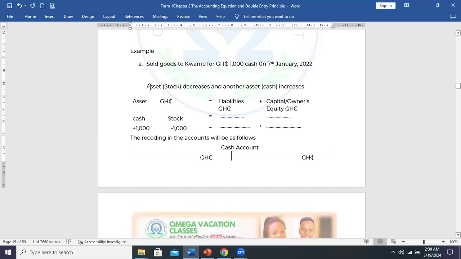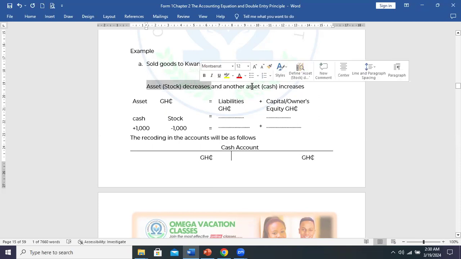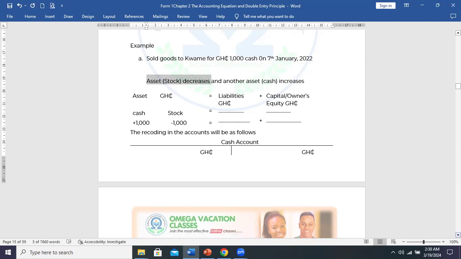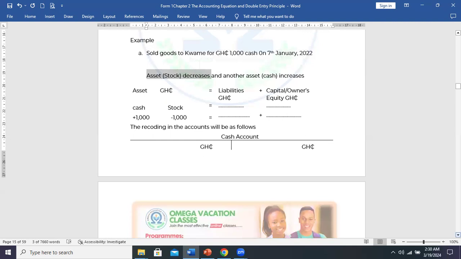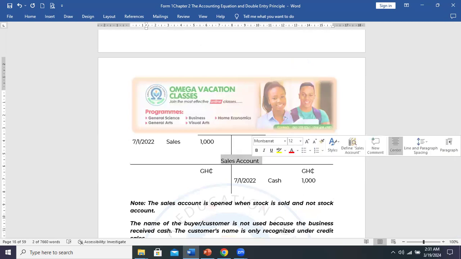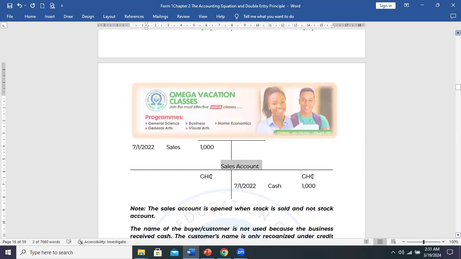So as we have deduced, we have asset stock, which is decreasing, and we have another asset, cash, which is increasing. So what does the principle say? The principle says that when an asset is decreasing, we credit. So in this case, we are going to open an account for the stock. Now pay attention here. The account you open to record the decrease in the stock is not stock account, but it is sales account. So we open sales account to show the decrease in the stock.